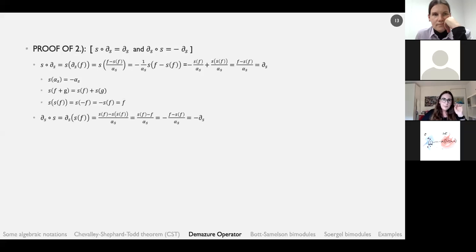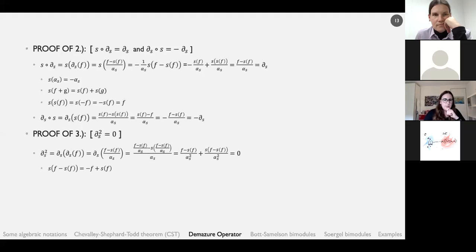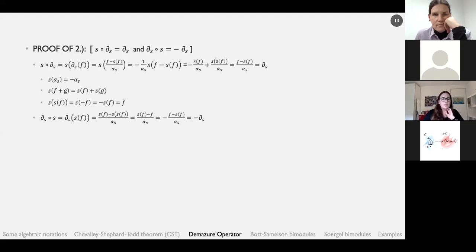And second, it needs to be computed that S acts on the divisor operator as the inverse of the neutral element if composed from the right. And you can see that here as well. And it basically uses everything from above, so it's nothing new.